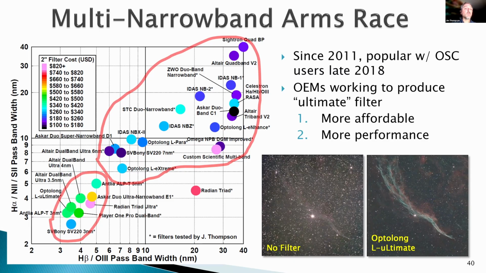The latest contender to enter the multi-narrowband filter arms race is SVBONY. Their SV220 3nm filter delivers practically the same performance as other brands like Optolong or Antlia, but at a significantly lower price.